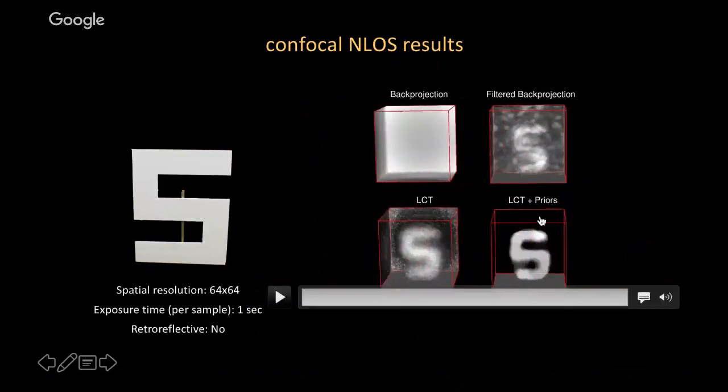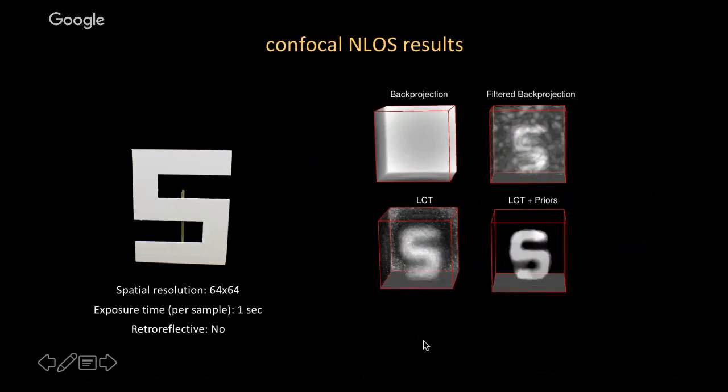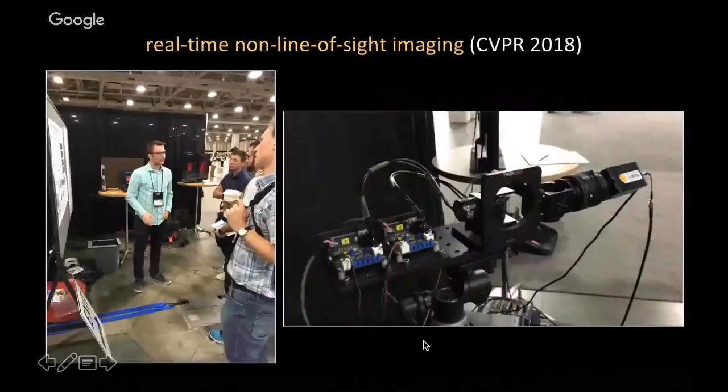But here, by taking advantage of priors, we can do a lot better. So it helps us really denoise this volume a lot better than just the conventional deconvolution procedure.